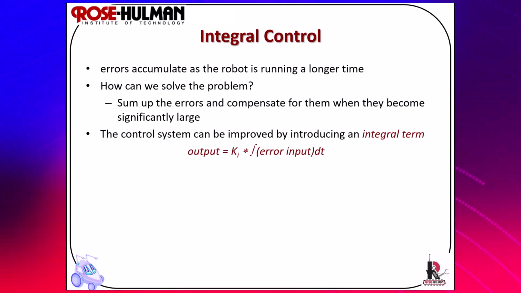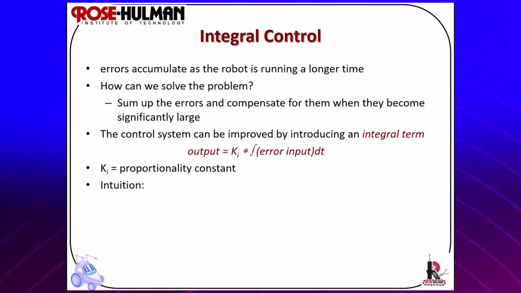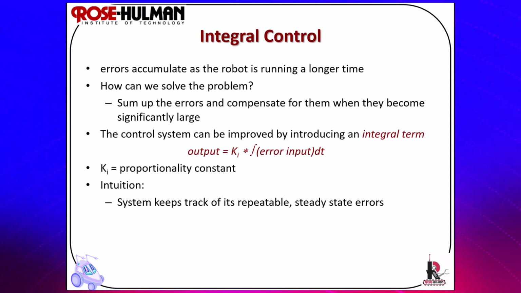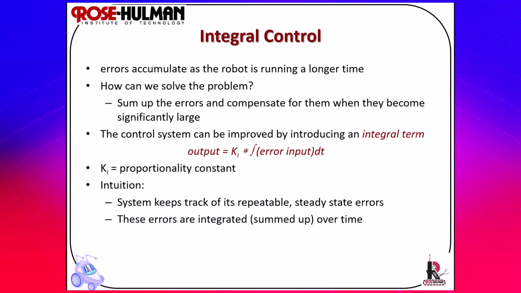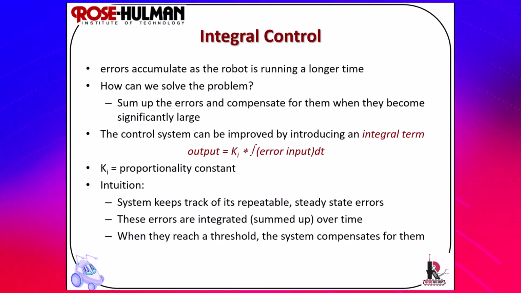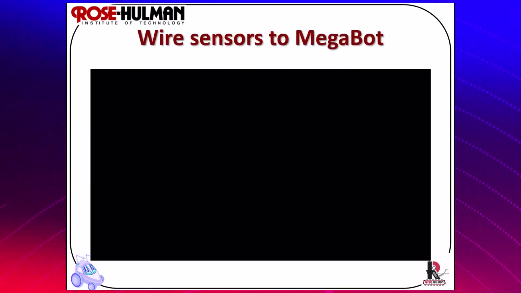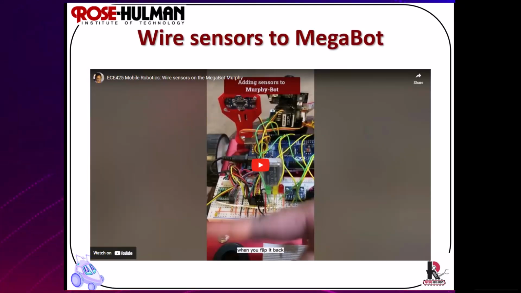So Ki times the integral of the error. And remember, this is a summation in your microcontroller code. So the intuition here is that the system has to keep track of its repeatable steady state errors over time. It has to add them up, and then it has to determine that threshold and then use the system to compensate for them. So now let's finish up the Lab 1 recitation with a couple of quick reminders.